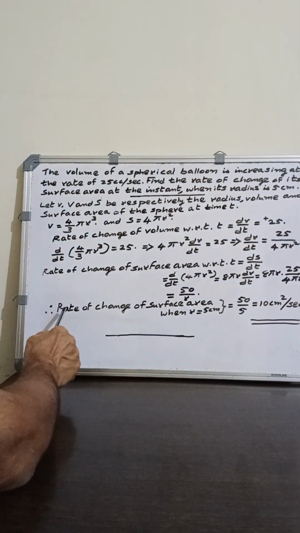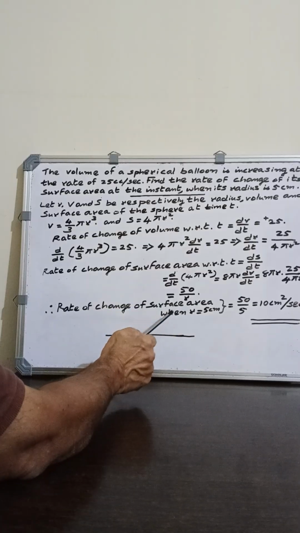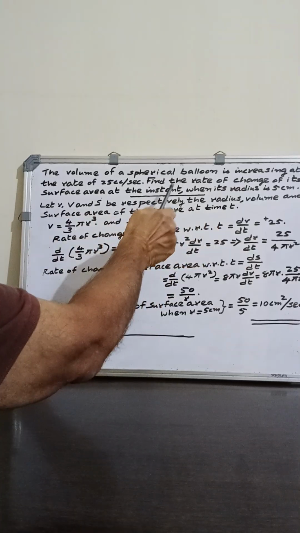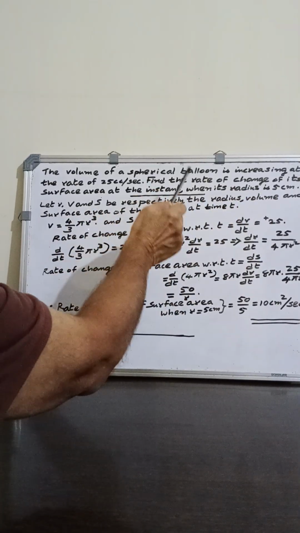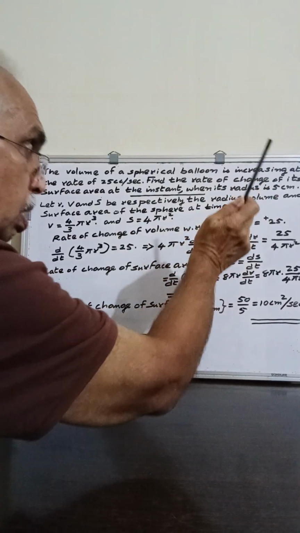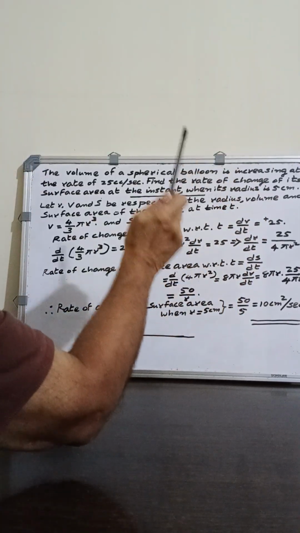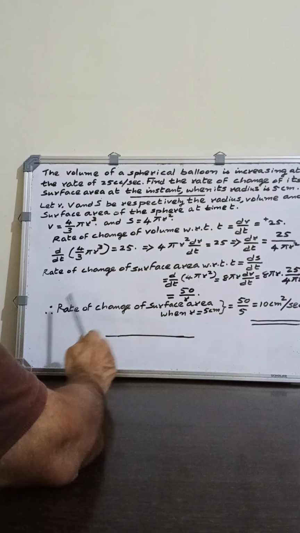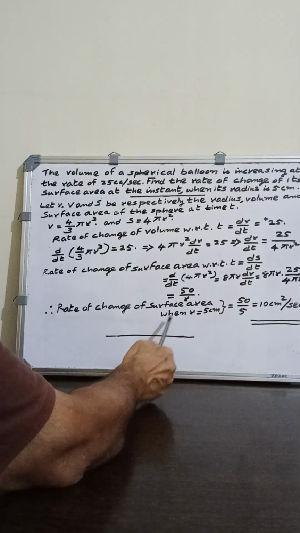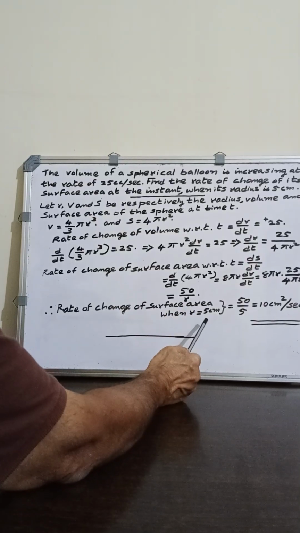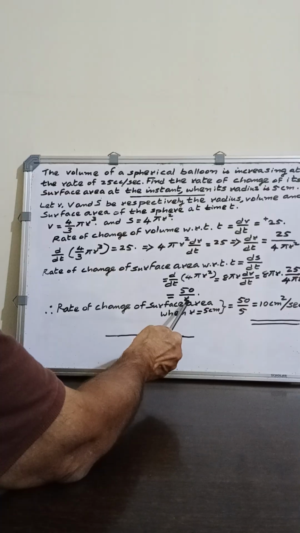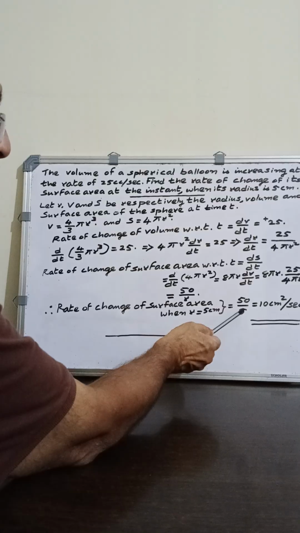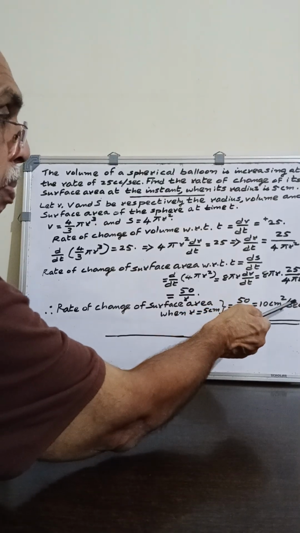That is the rate of change of surface area when r equals 5 centimeters. That is the question here: find the rate of change of its surface area at the instant when its radius is 5 centimeters. Therefore, rate of change of surface area when r equals 5 centimeters equals 50 by r. Instead of r, we put 5. That is 50 by 5, that is 10 square centimeters per second.